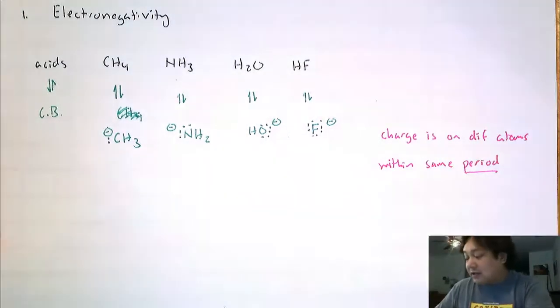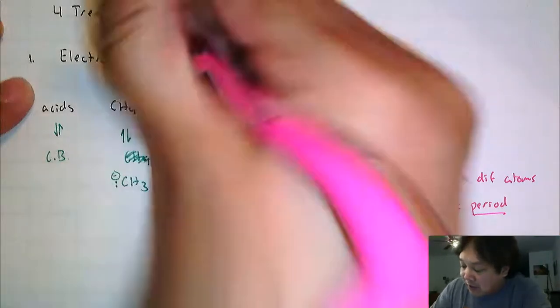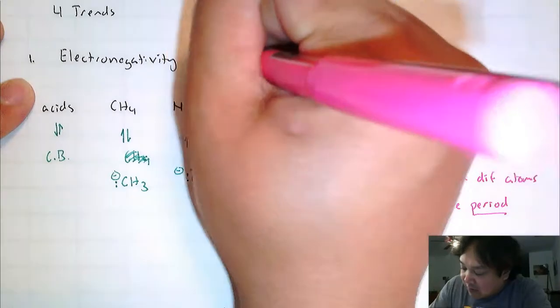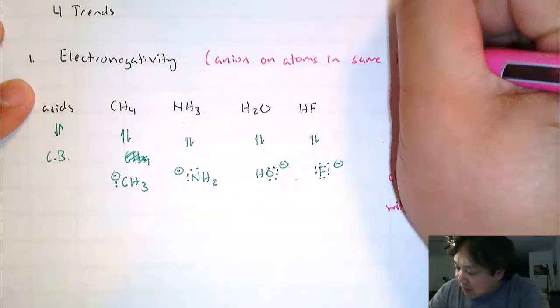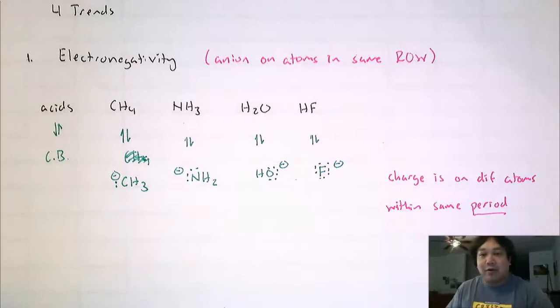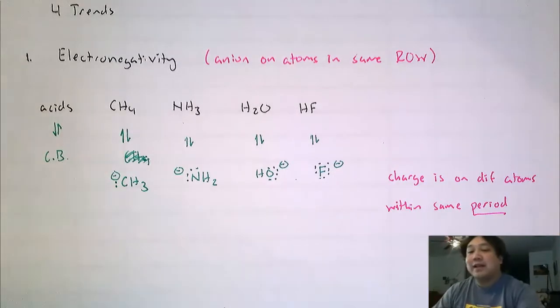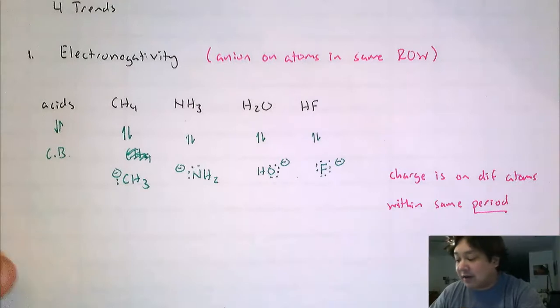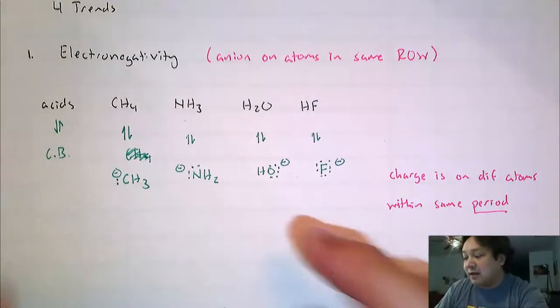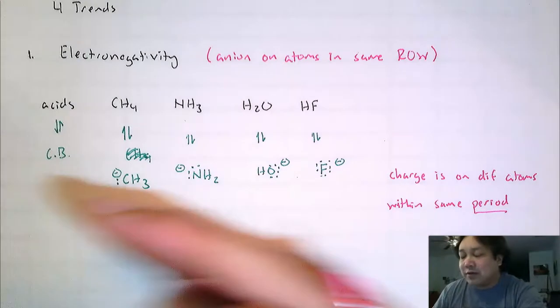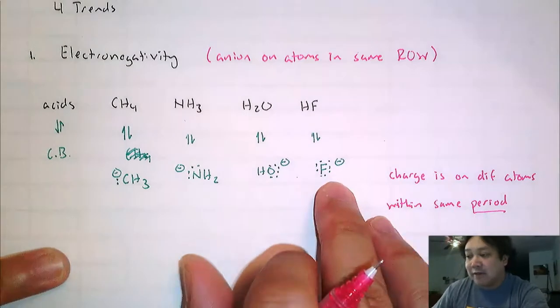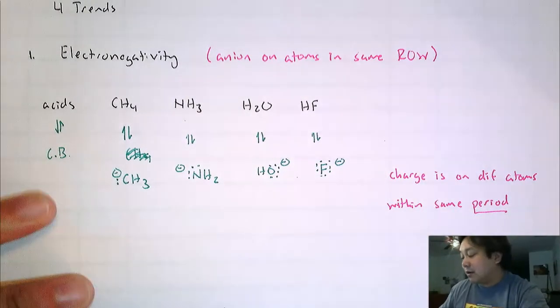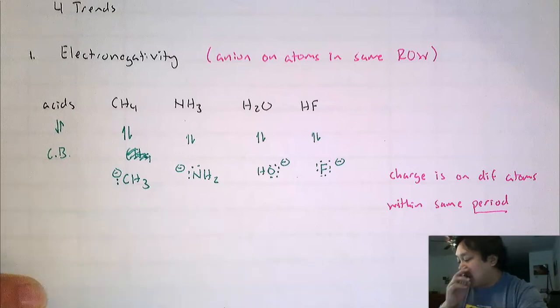And this is so important that I'm going to even put it on the heading here. Anion on atoms in, and I'll use the word row here, period or row. When that is the case, you're going to use electronegativity. How willing is the atom going to accept that negative charge? Because it's a stress on the atom to have an excess of charge, but some atoms are more apt for that, or better for that, than others.